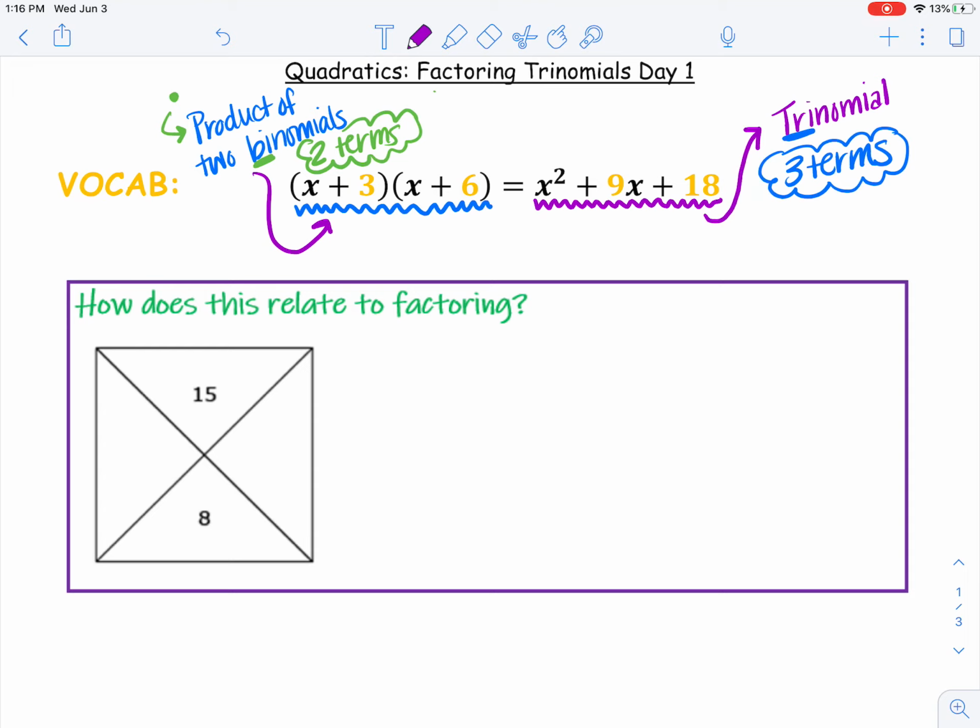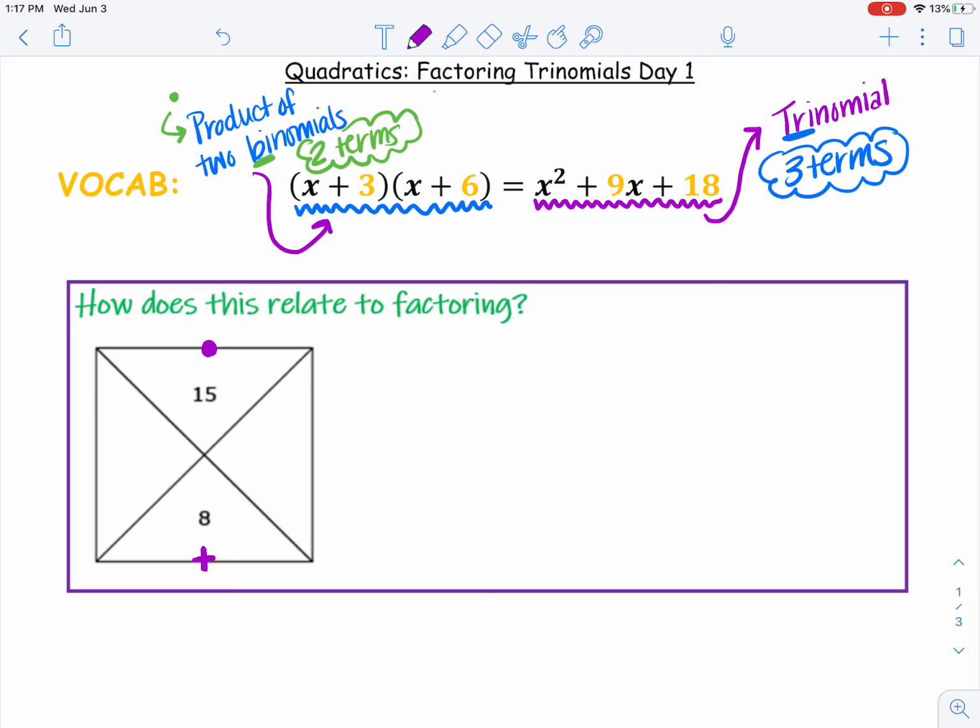Okay, so the number puzzle, the pattern was that the two sides multiply to give you the top number and they add to give you the bottom number. So if we're looking at 15 and 8, we're looking for two numbers that multiply to 15 and also add to 8.